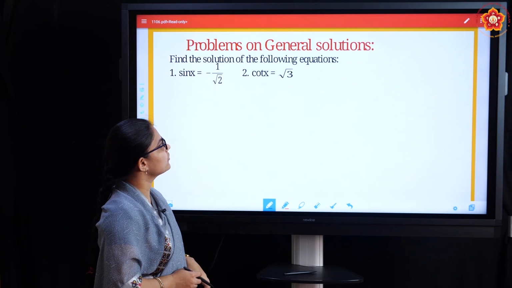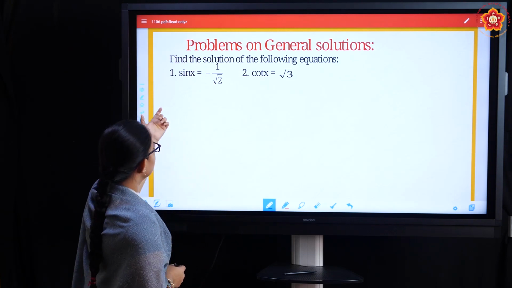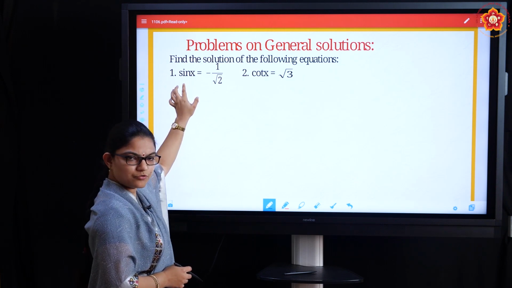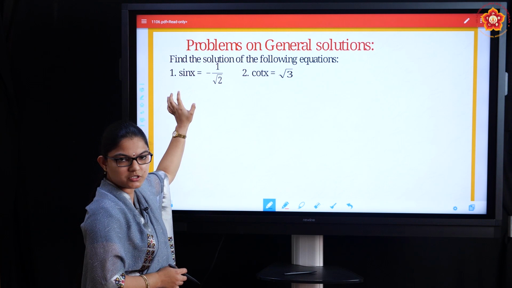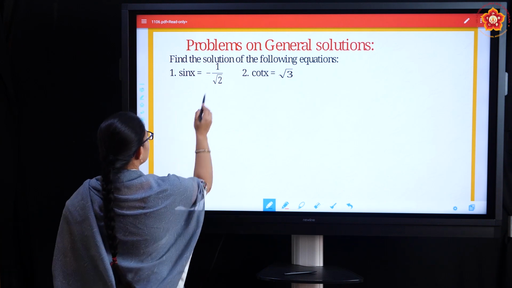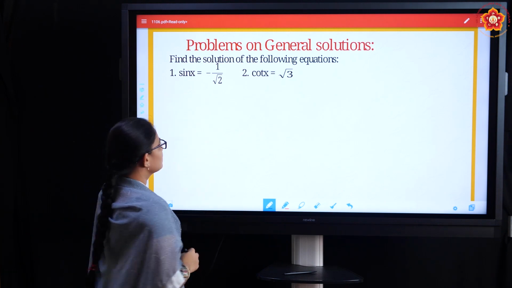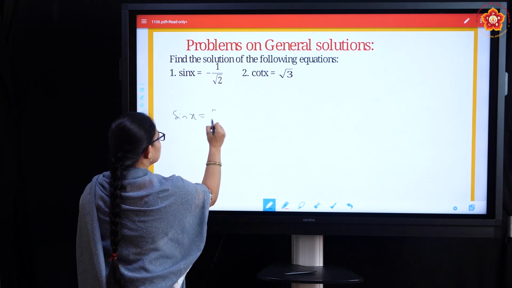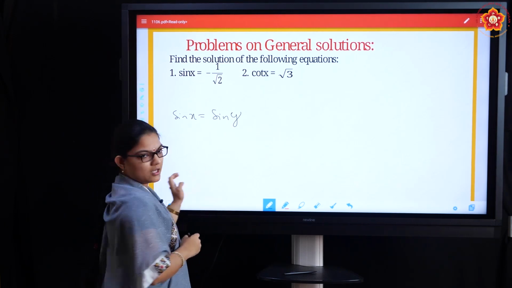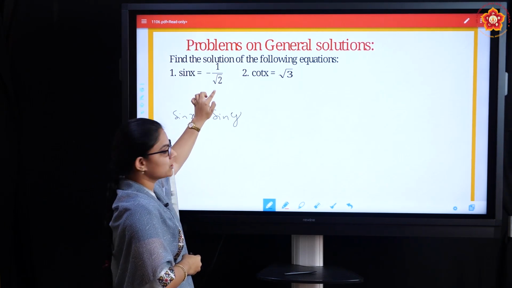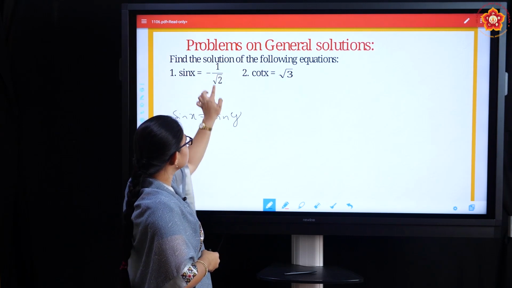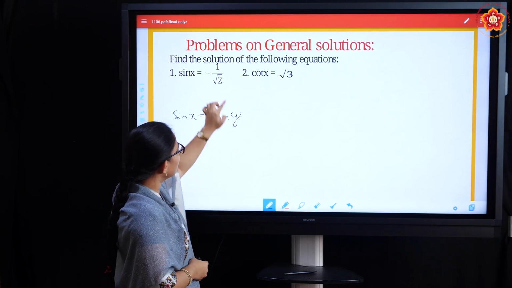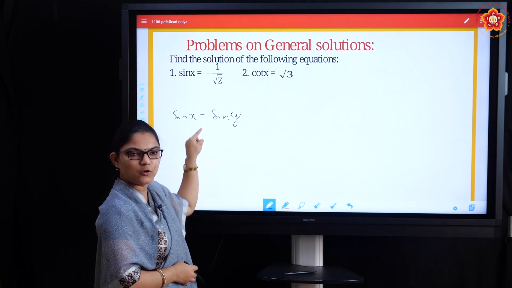Now let us solve the problems for finding the general solutions. It is given, find the solution of the following. If it is mentioned to find the solution, it refers to the general solution. So therefore we have sin x is equal to minus 1 by root 2. So what is our aim here? We have to bring it into the form of sin x is equal to sin of some angle y, and it is given sin x is equal to minus 1 by root 2. So now let us express this minus 1 by root 2 in the form of sin of some angle. For what angle do you get minus 1 by root 2 for sin?